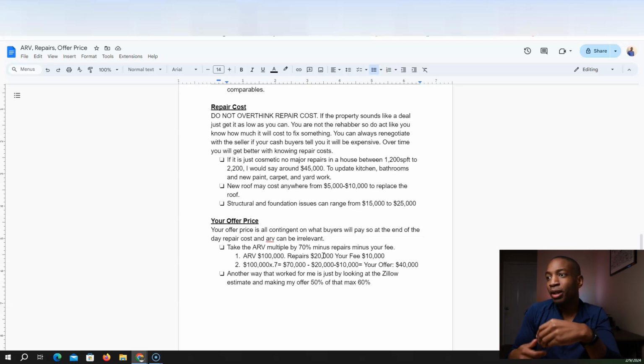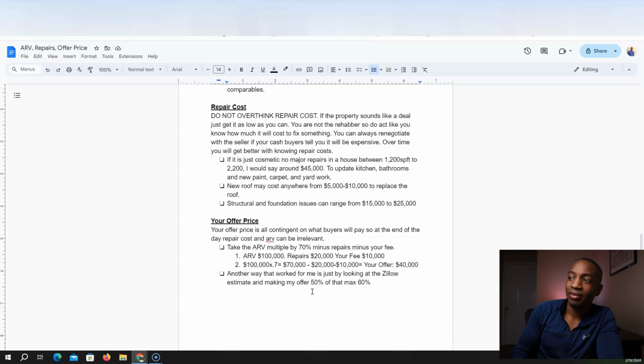Because the ARV, the way it works, let's say it's $100,000 and your repairs are $20,000 and you want to make $10,000. Well, you take $100,000, you times it by 70%, you minus your rehab, and you minus how much you want to make, your assignment fee, and then your offer is $40,000, right? Because it's $100,000 times 70%, which is $70,000, minus $20,000, which is your rehab, minus $10,000, which is your assignment, and your offer is $40,000, right?